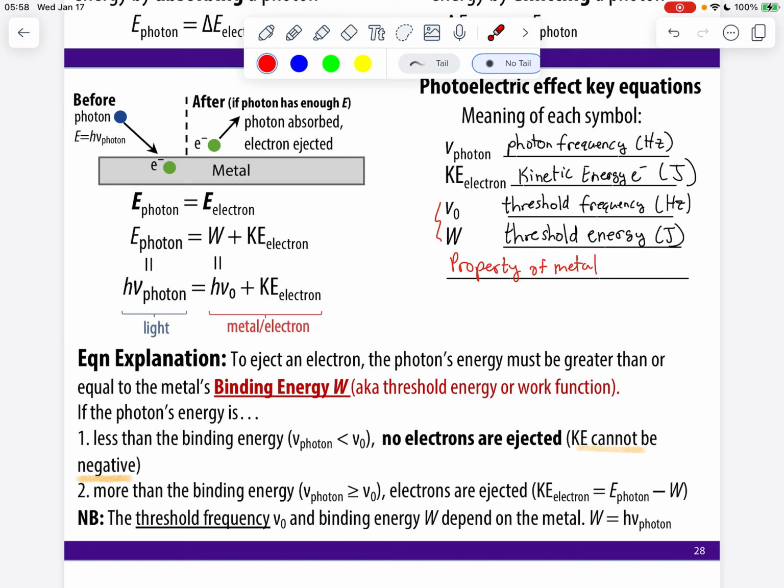Again, the threshold frequency and binding energy depend on the metal. W is h nu photon, and if you wanted to do this in one step, we could also say that that's hc over lambda. So yeah, W is h nu naught. That's a typo on there. But yeah, W is h nu naught. Again, we can see that equality right there in that equation.